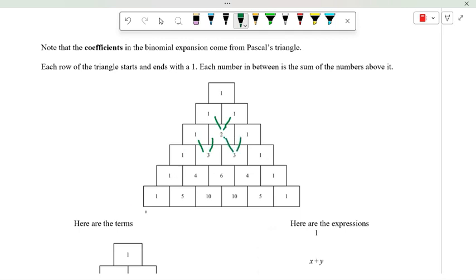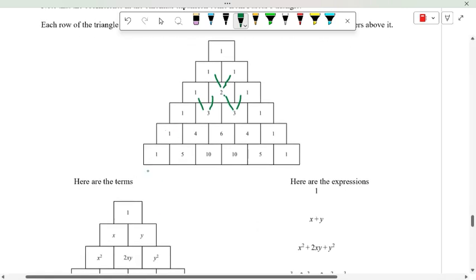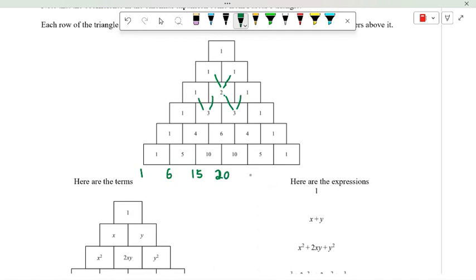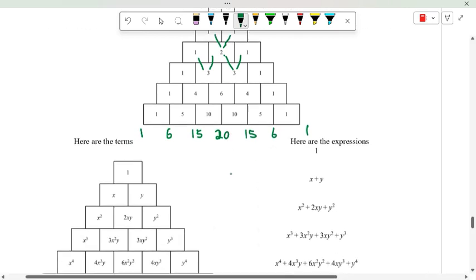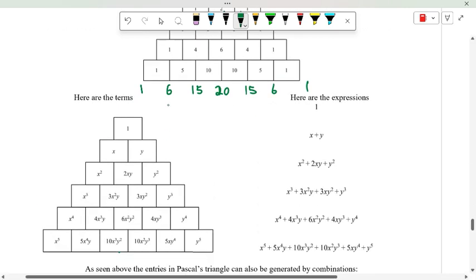Right, and so it goes on. So if we just add in one more row here, we'd start with a 1, then a 1 and a 5 give us 6, a 5 and a 10 give us 15, a 10 and a 10 give us 20, a 10 and a 5 give us 15, a 5 and a 1 is 6, and then I end with a 1. And what we'll notice here is a symmetry, all right? So in other words, it's the same on either side. And what these numbers are is they are the coefficients of our binomial expansion.